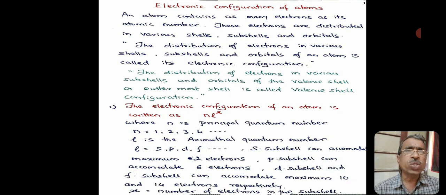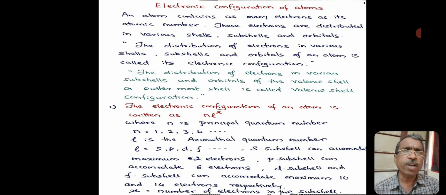An atom contains as many electrons as its atomic number. If the atomic number of an atom is 8, it contains 8 electrons. If it is 20, it contains 20 electrons, and so on. These electrons are distributed in various shells, subshells and orbitals. The distribution of electrons in various shells, subshells and orbitals of an atom is called its electronic configuration.